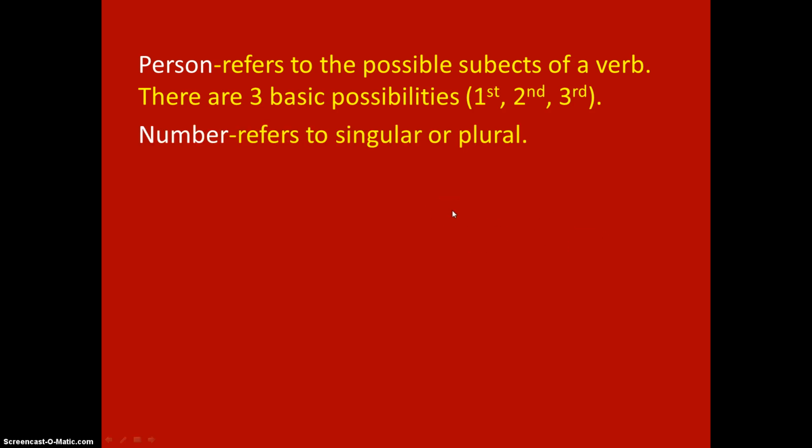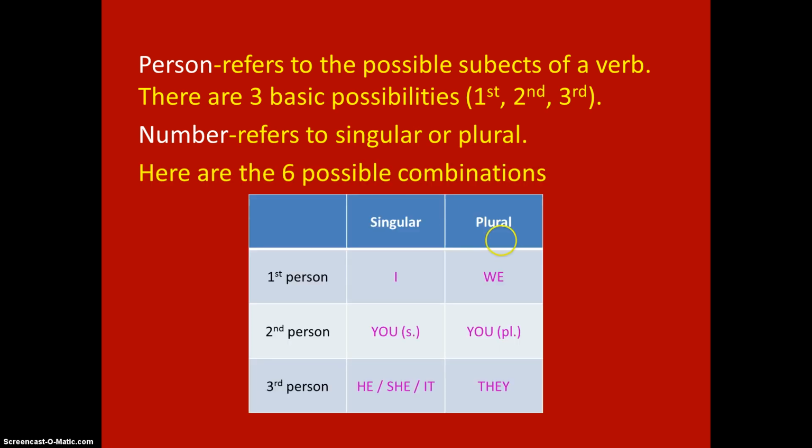Number just means singular or plural, and those two always go together to give us six possibilities. First person singular, which is I; second singular, you; third singular, he, she, or it; first plural is we; second plural is you, y'all, yous guys, yins, wherever you're from; and then third plural is they.